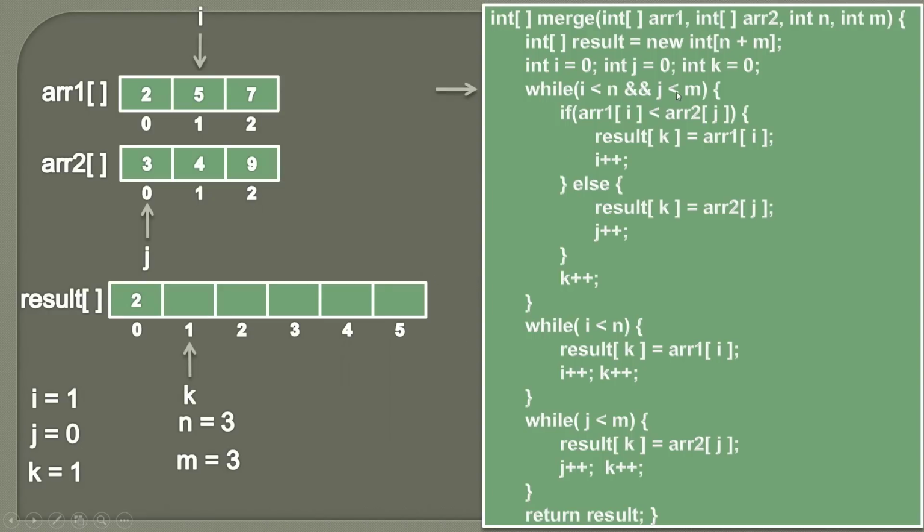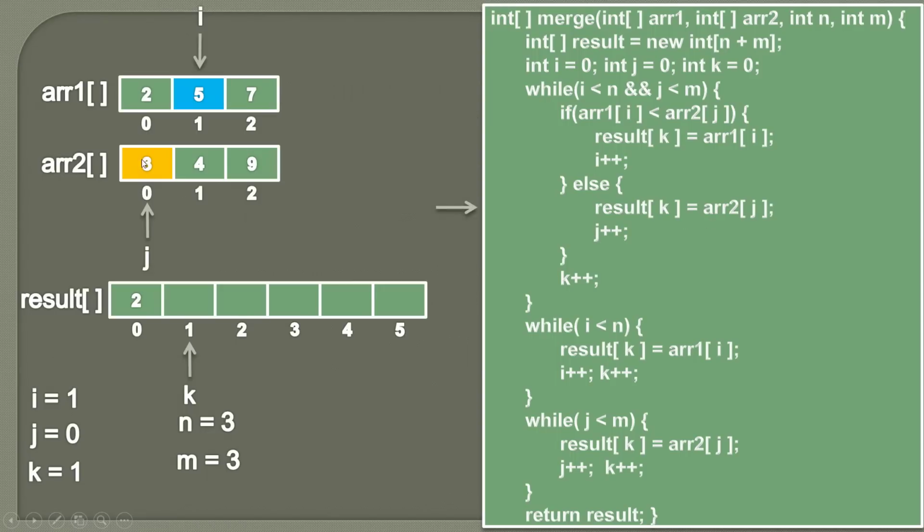We'll check both these two conditions. 1 is less than 3, and the value of j is 0, so 0 is also less than 3. So both conditions come out to be true. Now we'll again compare the value at the ith index for array 1 with the value at the jth index for array 2, which is comparing 5 with 3. Here you can see 5 is not less than 3. So this condition comes out to be false and the else part will be executed.